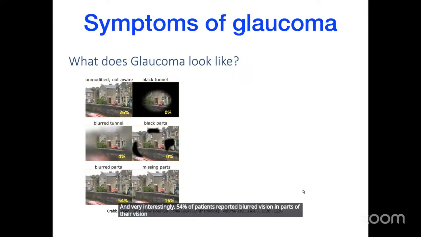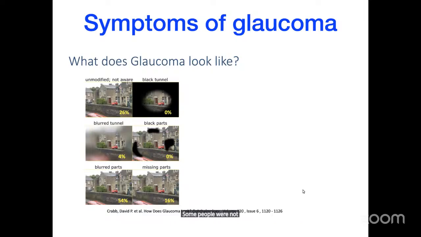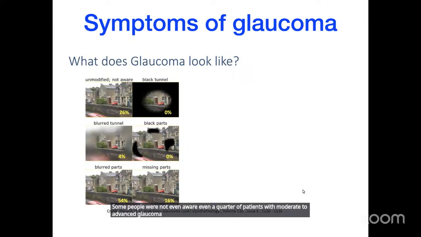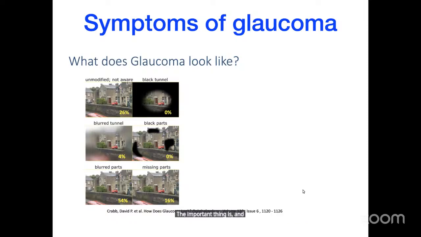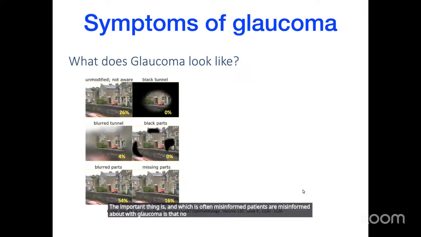Some patients reported missing areas, a blurred tunnel. Some people were not even aware. Even a quarter of patients with moderate to advanced glaucoma were not aware that they had any impairment. And the important thing, which patients are often misinformed about with glaucoma, is that no patients reported a black tunnel.